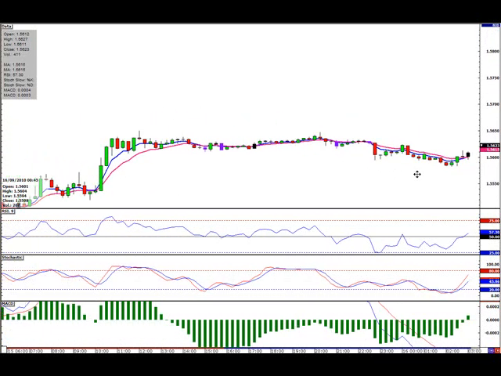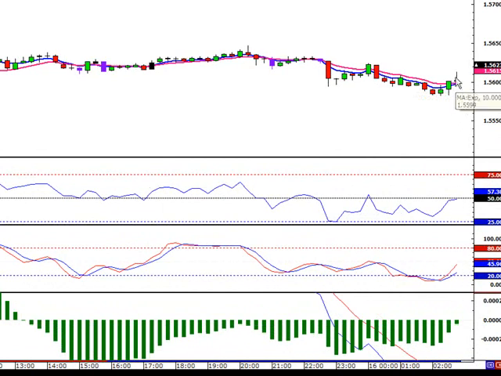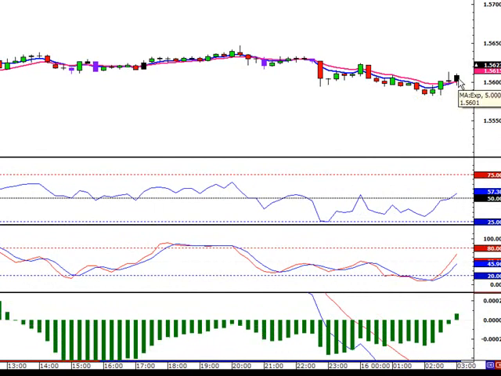Oh, I'm sorry. I think I actually moved the chart backwards a little bit. So here we go again. All right, here's our crossover at 3 a.m. RSI is above 50, stochastics trending up. MACD went from negative to positive. So this is a valid entry.